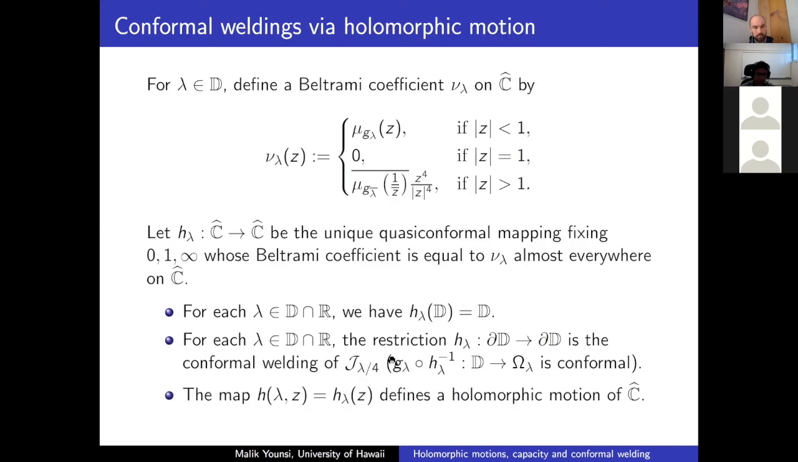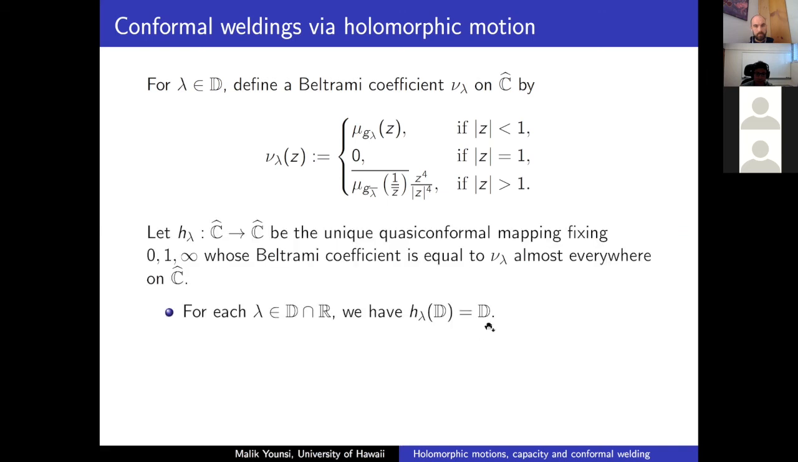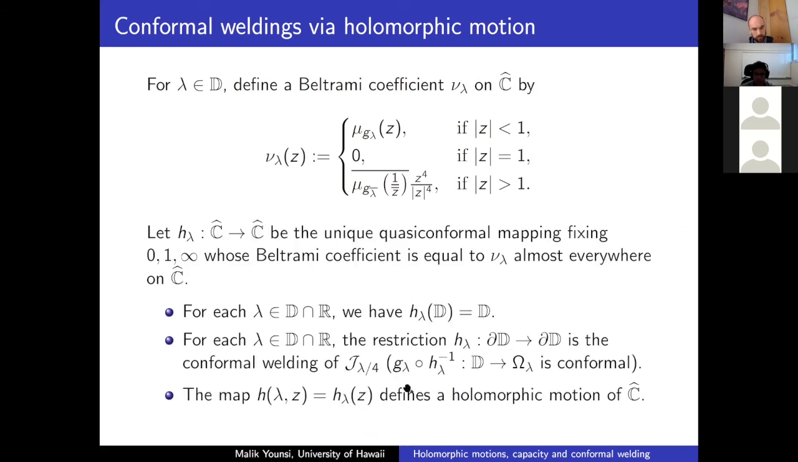Okay. When lambda is equal to 0, G0 is the identity, so the map H0 is also going to be the identity. If you look at the behavior of the coefficient of H lambda as a function of lambda, it's holomorphic. That's why we put a conjugate to lambda here and then another conjugate outside. So that gives you a coefficient that varies holomorphically with lambda. And then it satisfies the same inequality as the coefficients for the maps G lambda. So that's how you get your holomorphic motion.